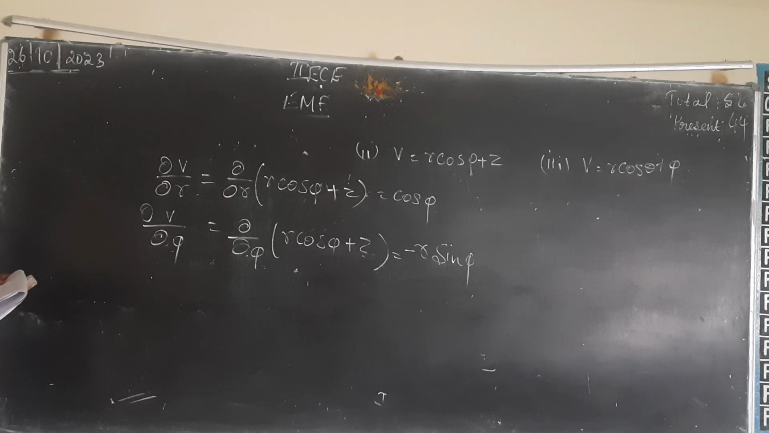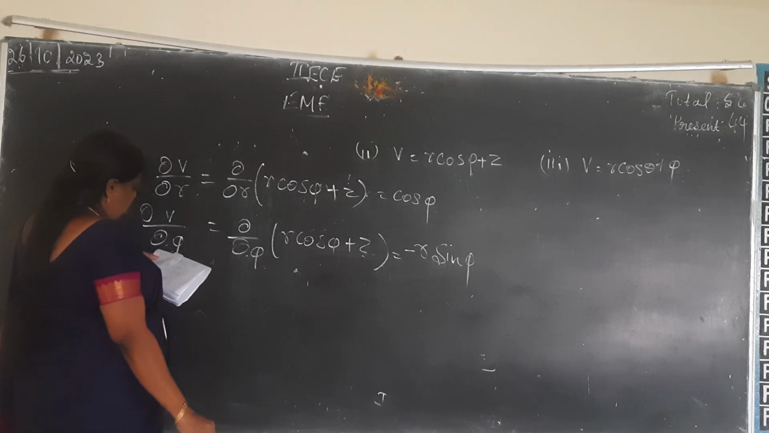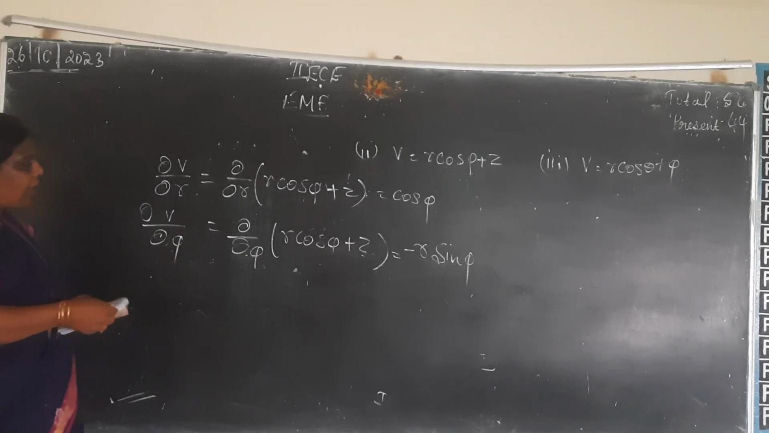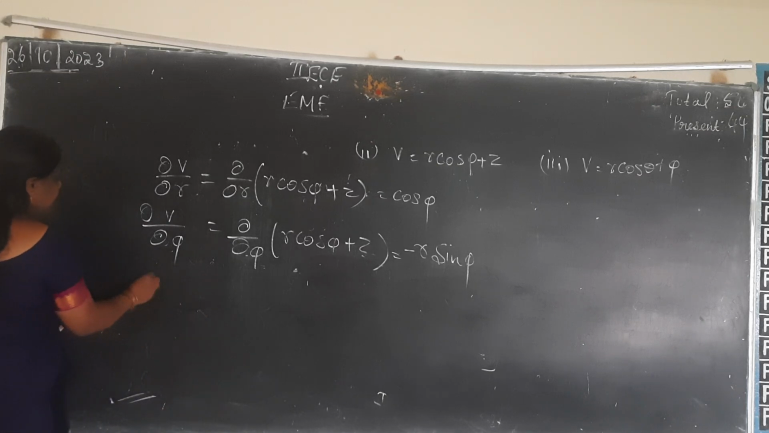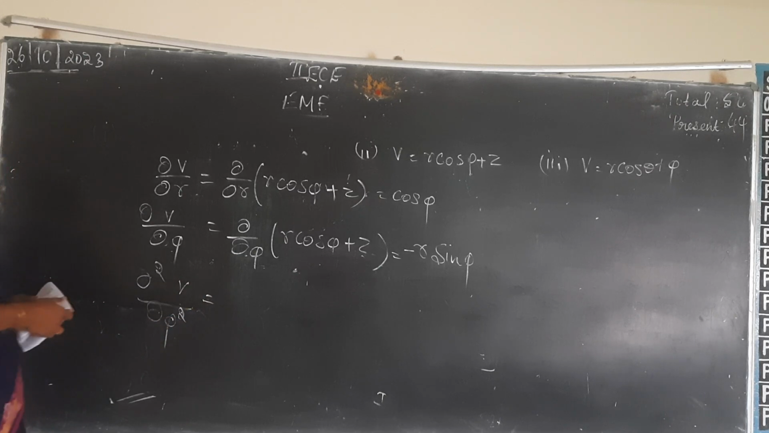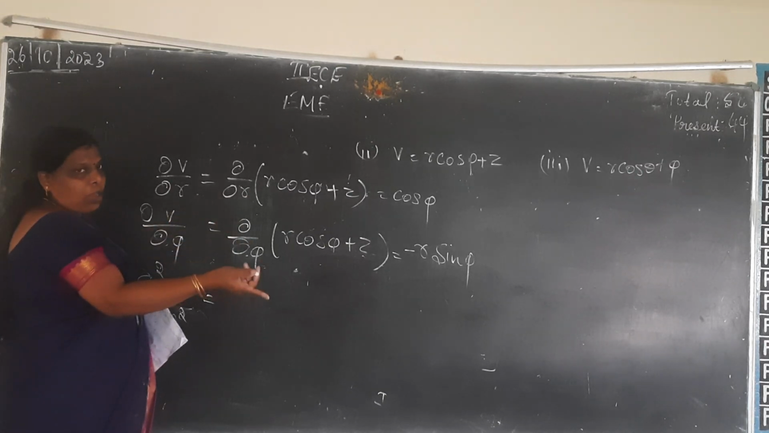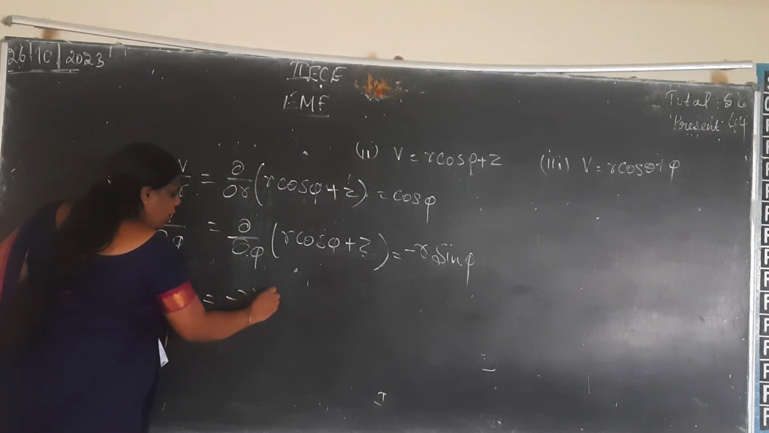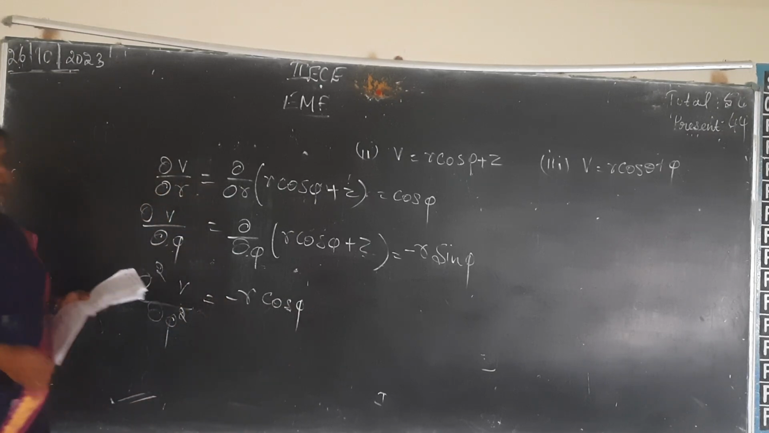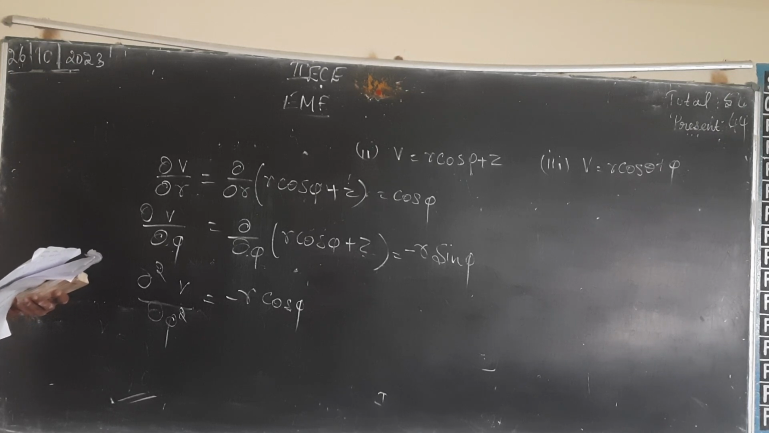Dou square V by dou phi square is the second derivative. So dou by dou phi of minus R sin phi. Minus sin becomes cos phi, so again there is a minus. So it is minus R cos phi. I have included that in the last step. We will go here. Fine. The next one.